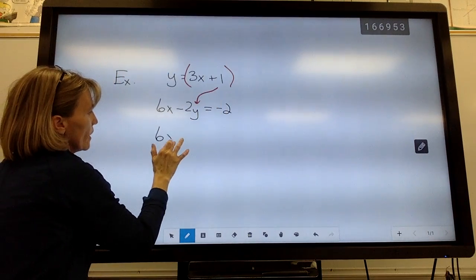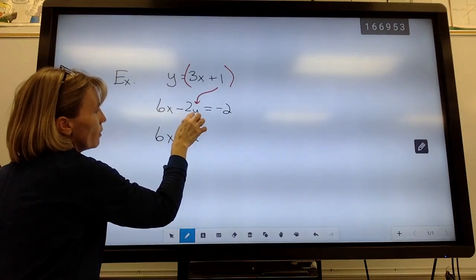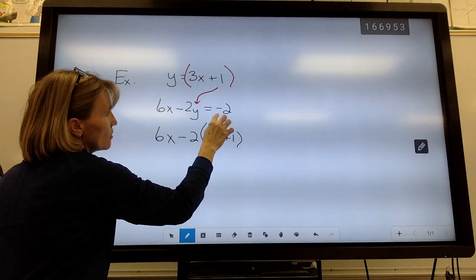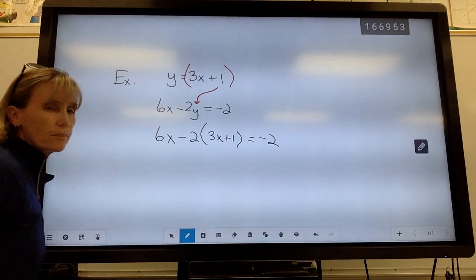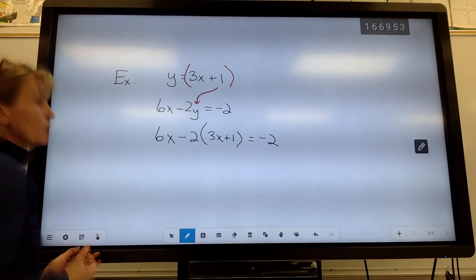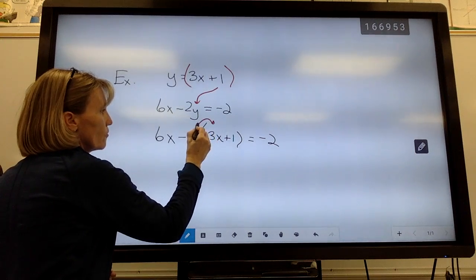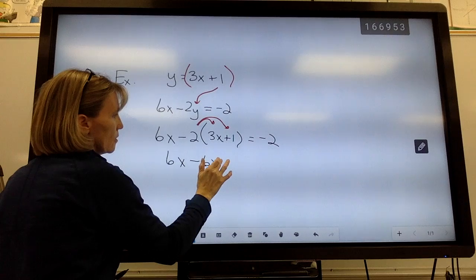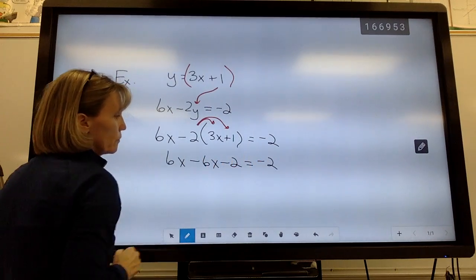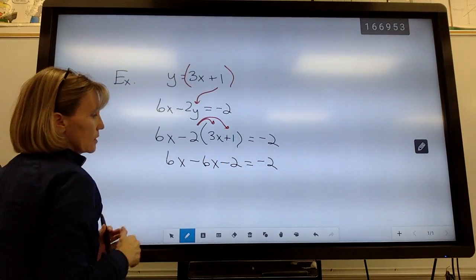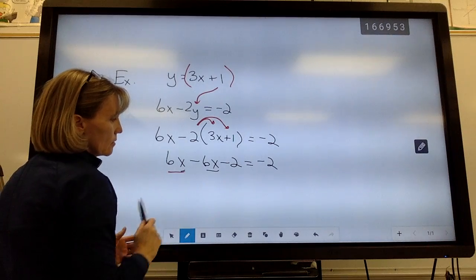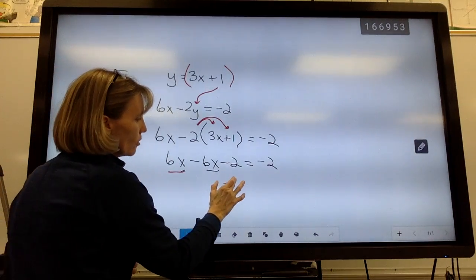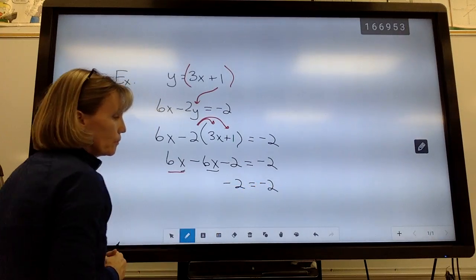So I'm going to say 6x minus 2, and then I'm going to replace the y with the 3x plus 1, and I still have this equals negative 2. Once I've substituted, I'm going to solve this. I'm going to distribute first. So I'm going to get 6x minus 6x minus 2 equals negative 2. What happens to your x's here? 6x minus 6x is 0x. Your x's drop out. You're left with negative 2 equals negative 2.